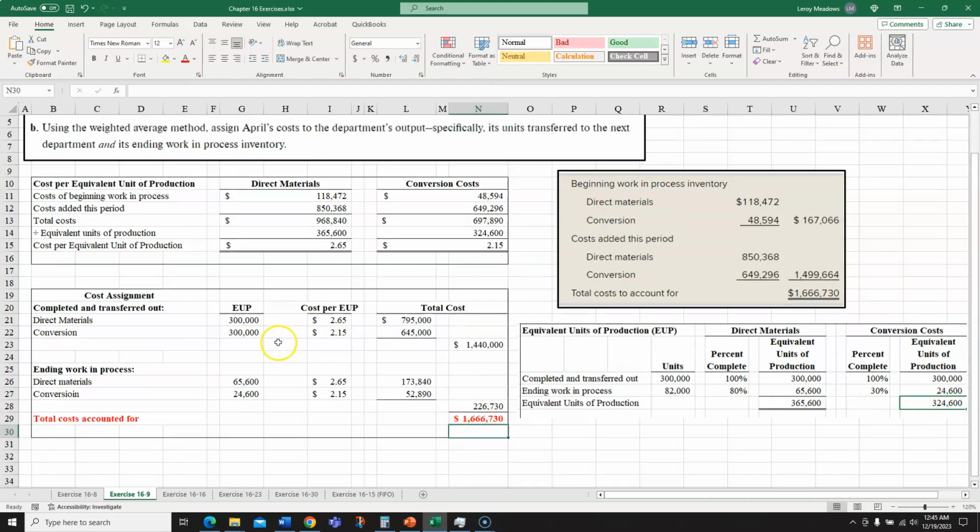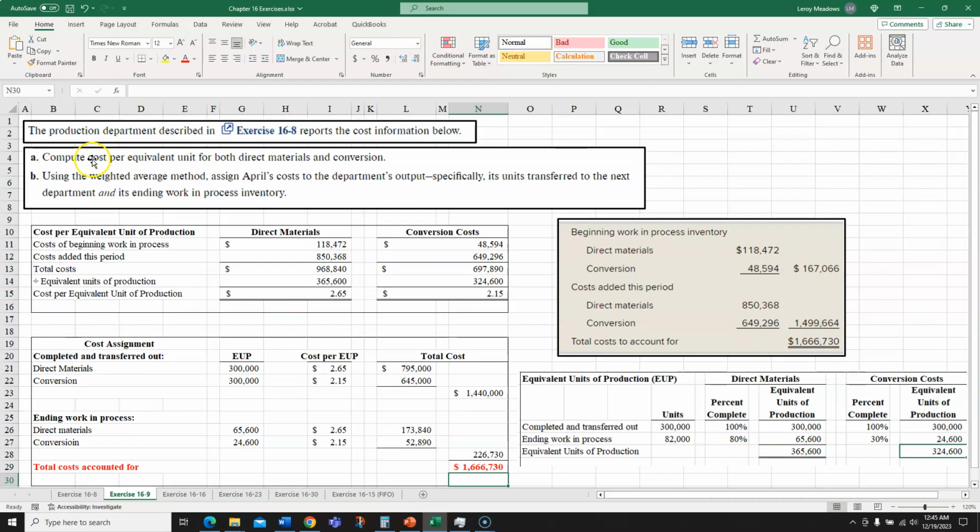And so we are good to go. We've computed the cost per equivalent unit. We did that right here in the first part. And then we assigned April's cost to the department output, specifically units that were transferred out, plus the output that is still being processed and is not yet complete.